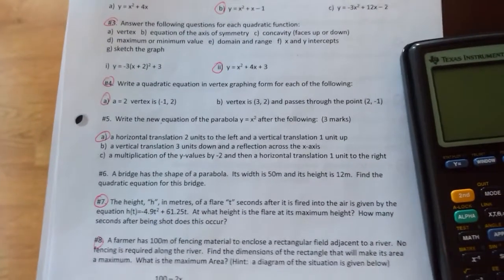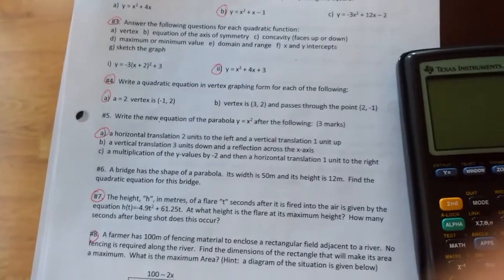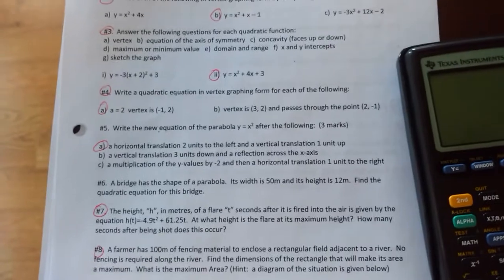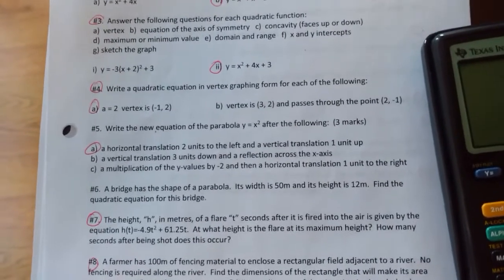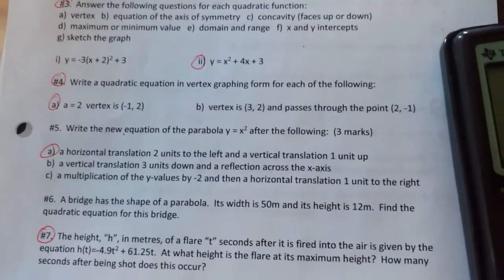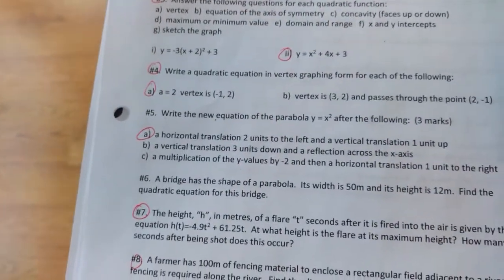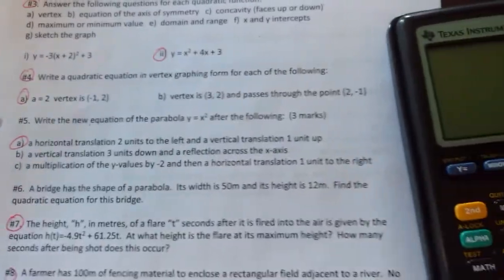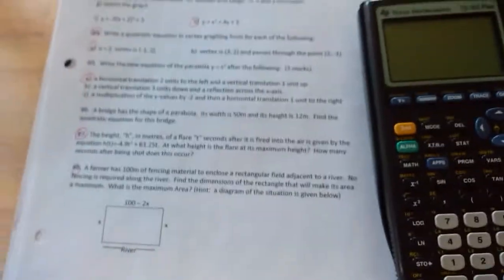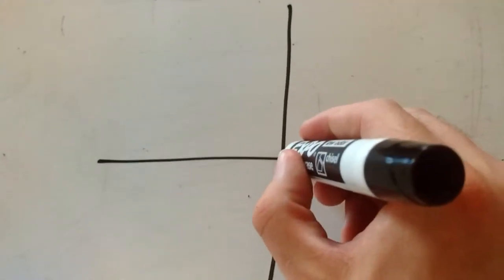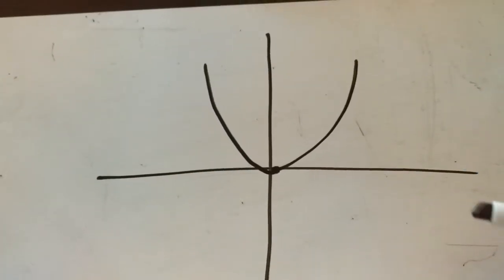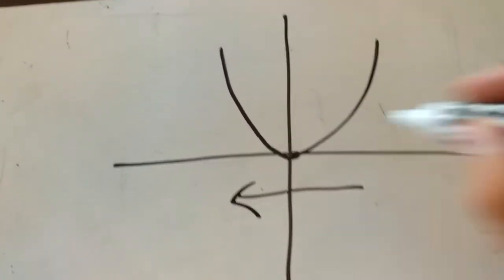Now, question number 5 is a little bit trickier, but I'm really highlighting this one because it's super important, especially for when you get into grade 12, where this becomes a very standard type of question. We're looking at the new equation of a parabola y equals x squared after you take care of the following translations. If we want to move this 2 units to the left and make a vertical translation 1 unit up, all we have to think about is our normal x squared, which rests right on the origin.